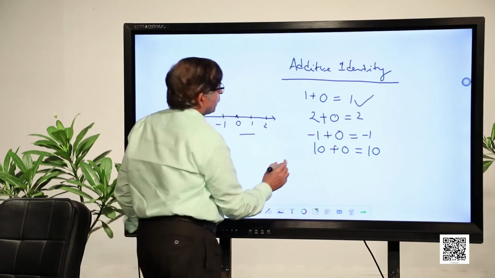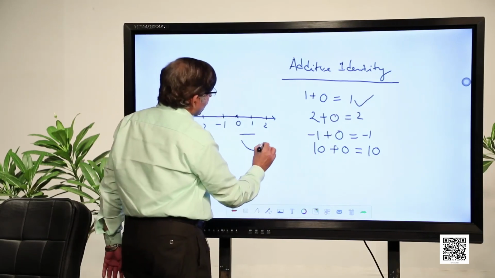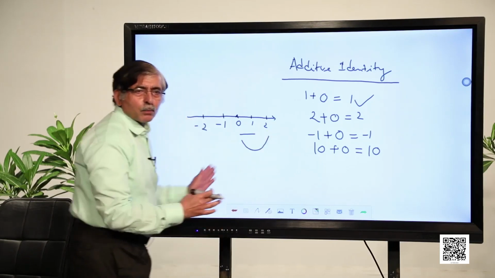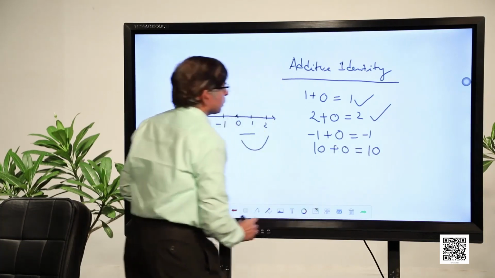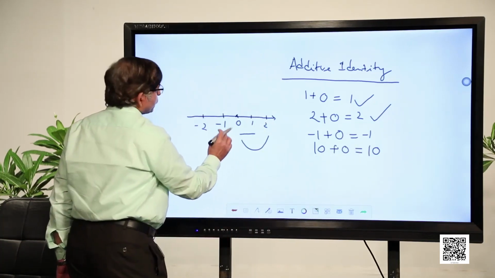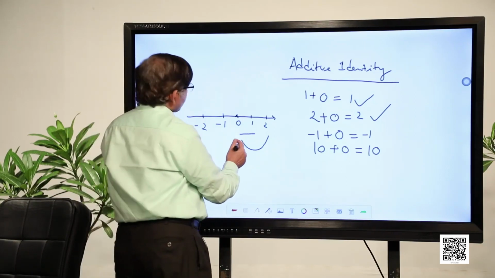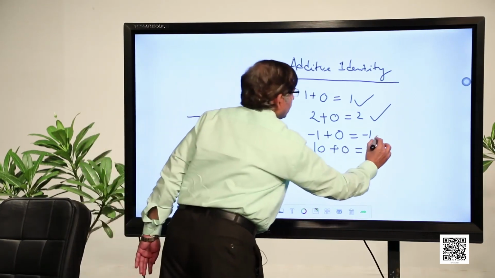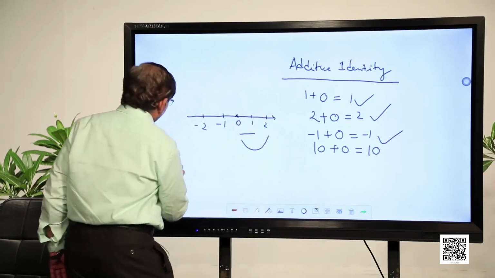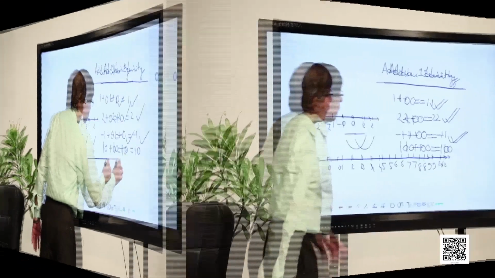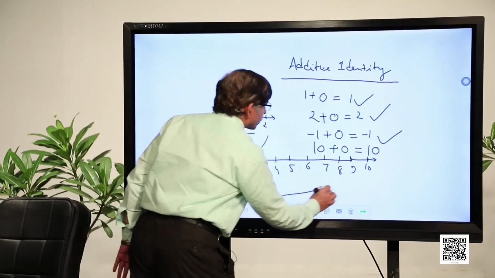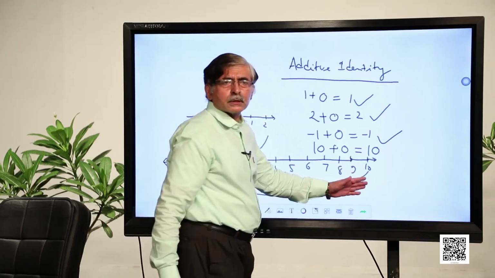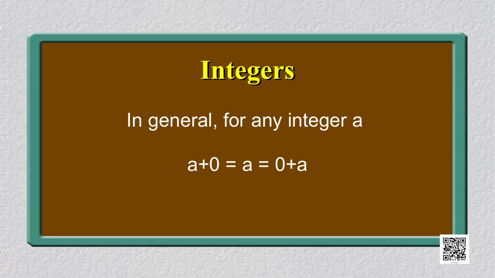So, this we have verified, and 2 plus 0: 2, we are going this step and 0 means we are not moving. So, this is also 2, we have verified this also. And minus 1 plus 0: minus 1 is this side, 0 means it stays there only. So, this is also verified. And 10 plus 0, we can take a bigger number line. From here to here it is your 10, and 0, this is also 10. We can add 0 to any number and we will get the same number.